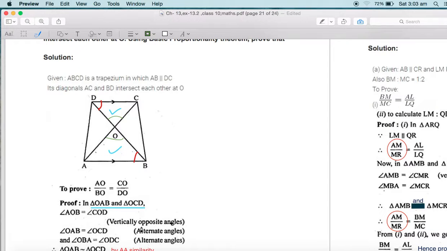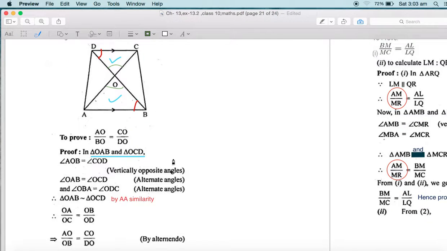Now we have a pair of alternate angles, we have vertically opposite angles. So out of the 3, any 2 you can take. I've written all 3 because you can take any 2. Only 2 are needed for similarity, right? So you can use a pair of vertically opposite angles, or a pair of alternate angles, and then you can say that the two triangles are similar by AA similarity. I've written it here.